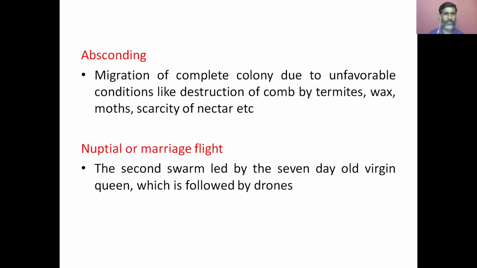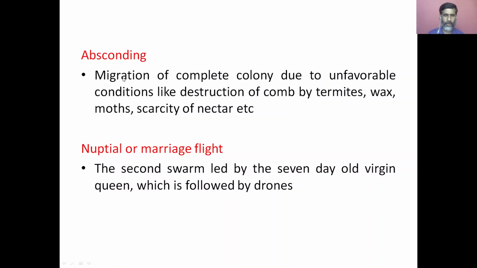Next, we also use the term absconding. Absconding is the migration of the complete colony. Sometimes, probably yesterday you have seen some colony, but today it is not there. That is absconding, the migration of the entire colony. Normally, it takes place due to unfavorable conditions like destruction of the comb by termites or wax moths, or scarcity of nectar, or regular disturbances, etc. To overcome all those things, they will abscond from that particular place.